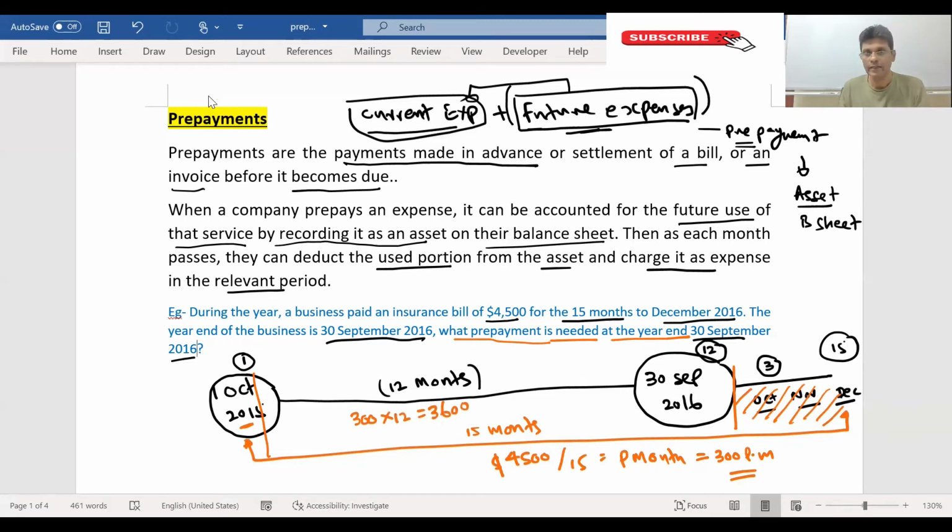And here, how much? 300 times 3, which is 900. So this 4,500 consists of 3,600 for the current financial period. However, this $900 pertains to the future period from October to December, for 3 months. This 900 has to be accounted as prepayments.